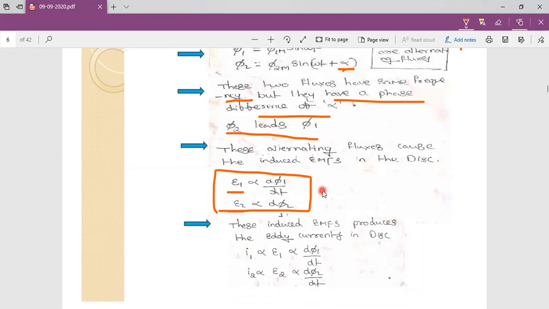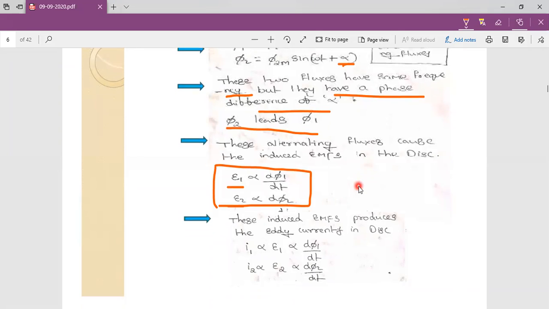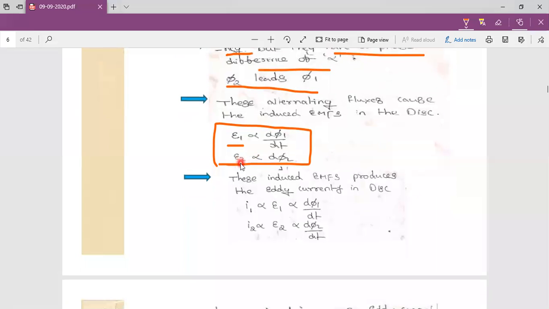What is Faraday's law of induction? Whenever there is a relative time variation between a conductor and a magnetic field, an EMF is automatically induced in the conductor. Here the time variation is nothing but the flux changing with respect to time. Based on that, we can write two equations: E1 is directly proportional to d phi 1 by dt, and E2 is directly proportional to d phi 2 by dt.